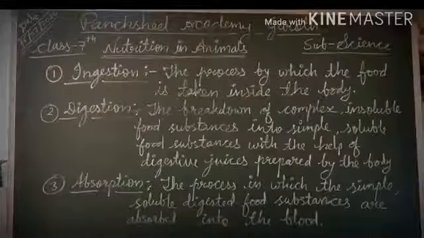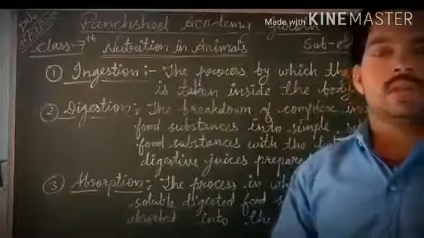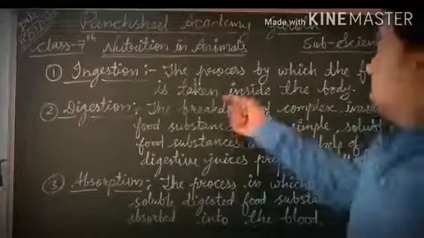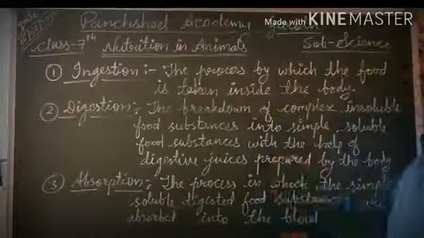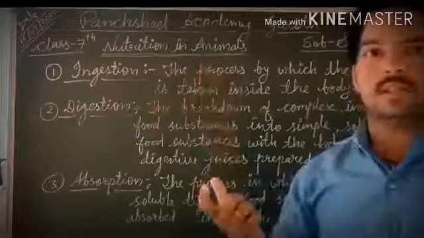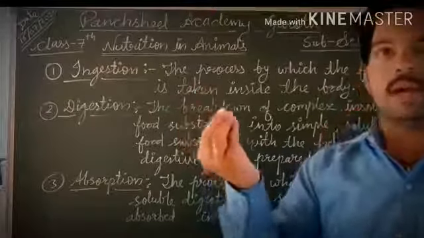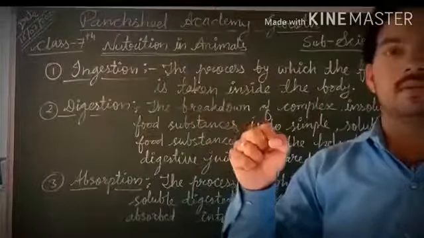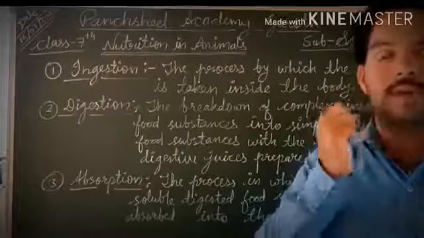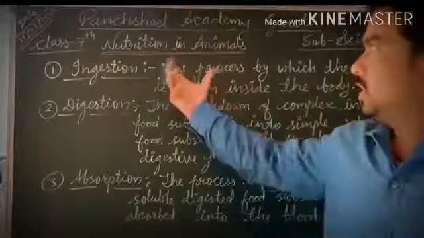So my dear students, in detail, we are going to describe the 5 main steps here. First is ingestion. Ingestion means the process by which the food is taken inside the body. All living organisms need food, and ingestion is the process in animals of taking food. As we humans, daily we take food with the help of hands and mouth. We pick the food with our hands and take it in with the mouth. This is the buccal cavity. So the process of taking food inside the body is ingestion.